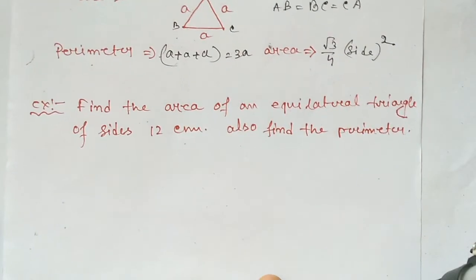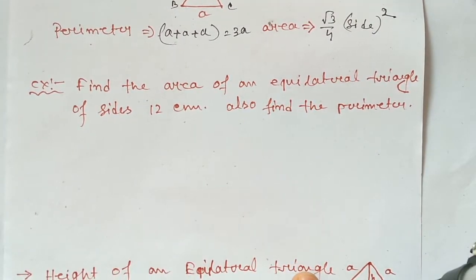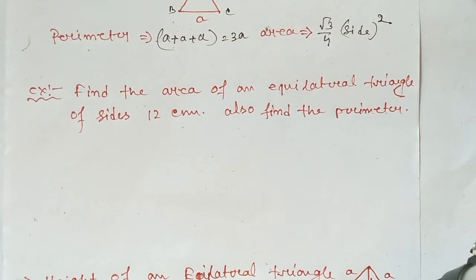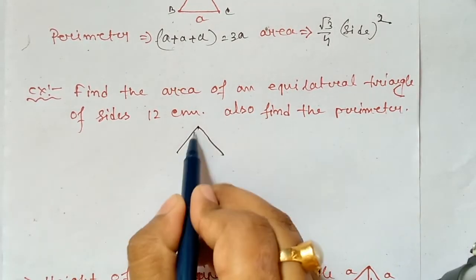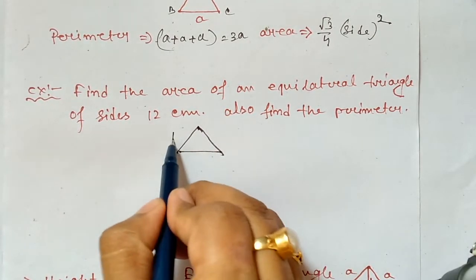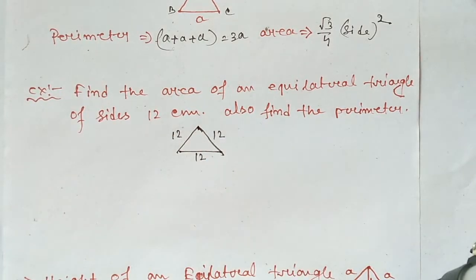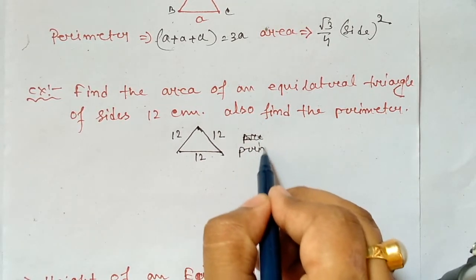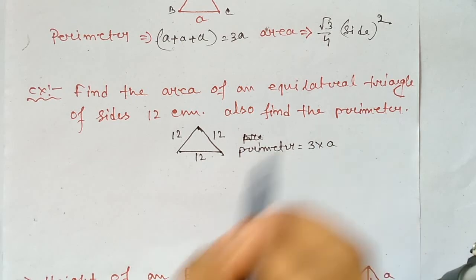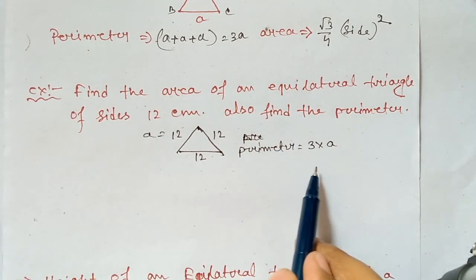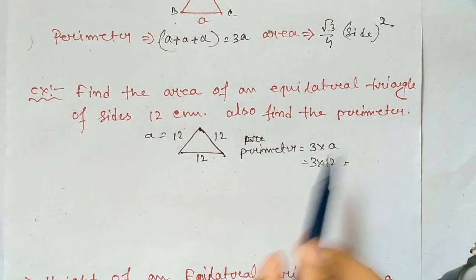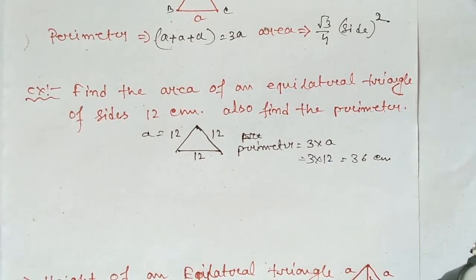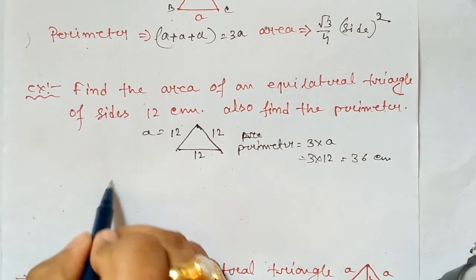Let's solve a problem. Find the area and perimeter of an equilateral triangle of side 12 cm. So we have an equilateral triangle; this is 12, this is 12, and this is also 12. At first, perimeter should be 3 into side, that is 3 into a. It means 3 into 12, which gives us 36 cm.